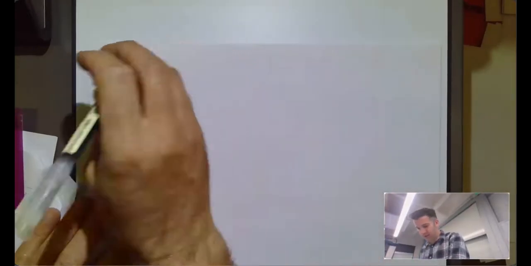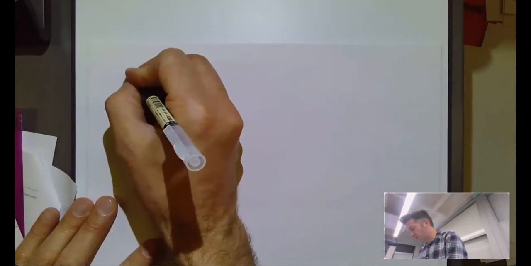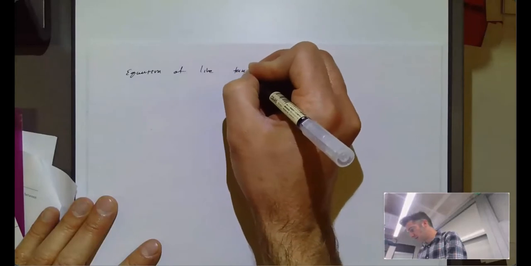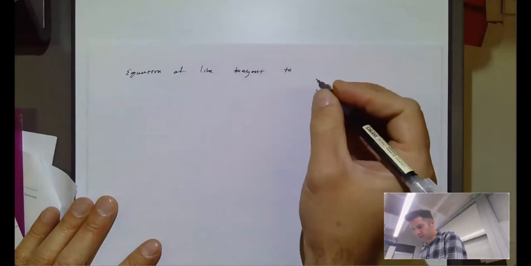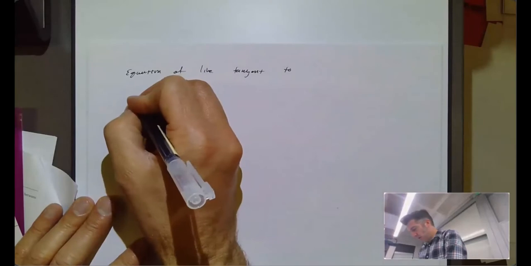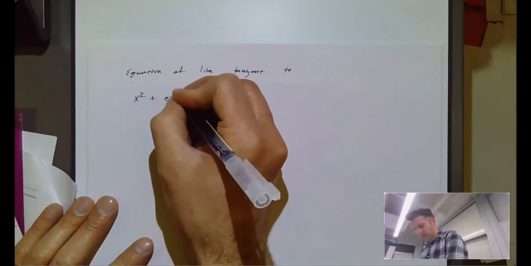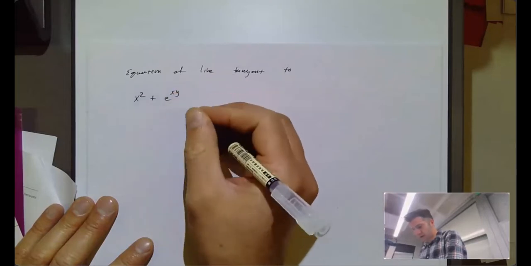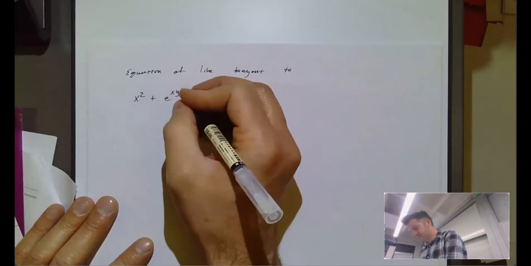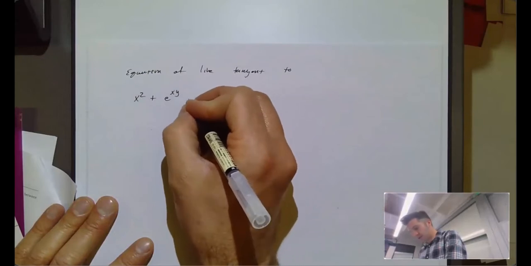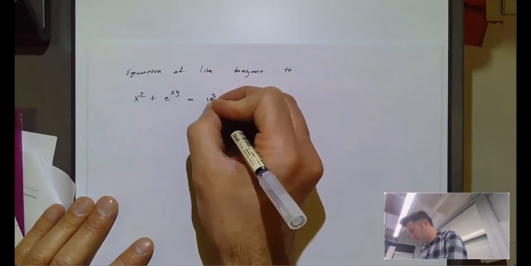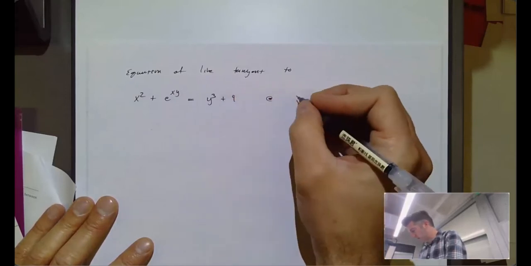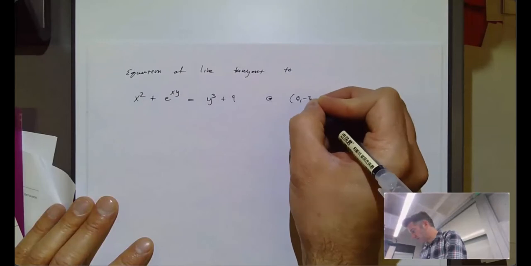Okay, let's try this one. Let's find the equation of the line tangent to x squared plus e to the xy equal to y cubed plus 9 at the point (0, -2).